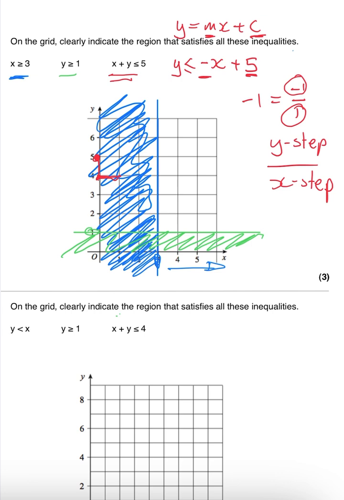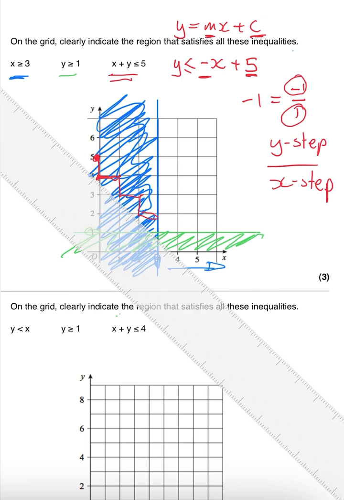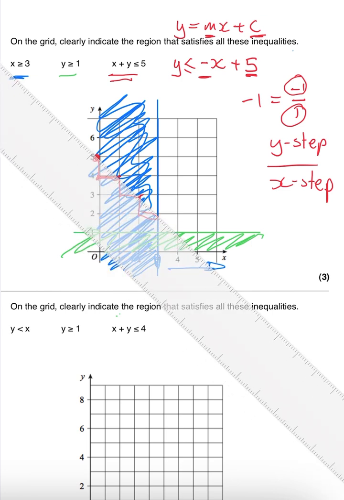So we can continue to do that, down 1, across 1, down 1, across 1, and of course we could multiply this top and bottom by any number to get a larger range to be able to plot, but we can see it's 45 degrees. And so bring in a ruler, do this properly, and 45-degree angle from 5 straight down.